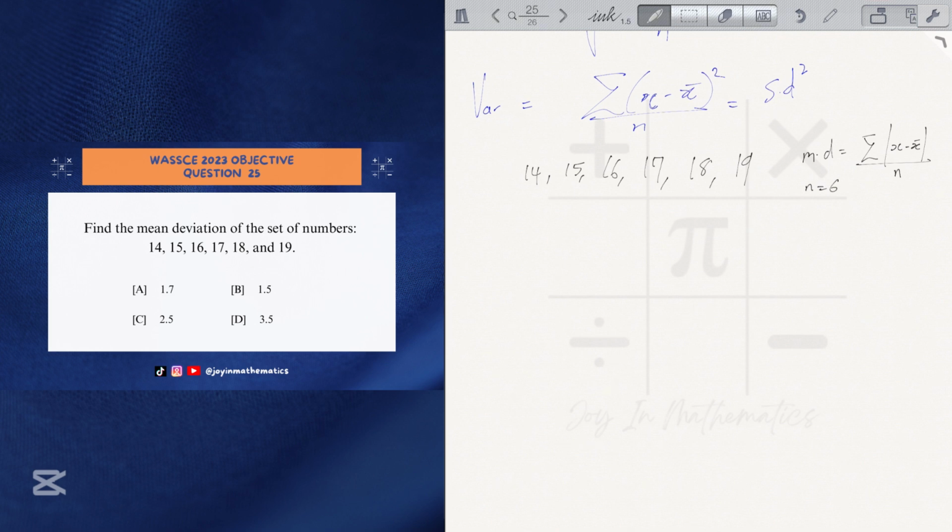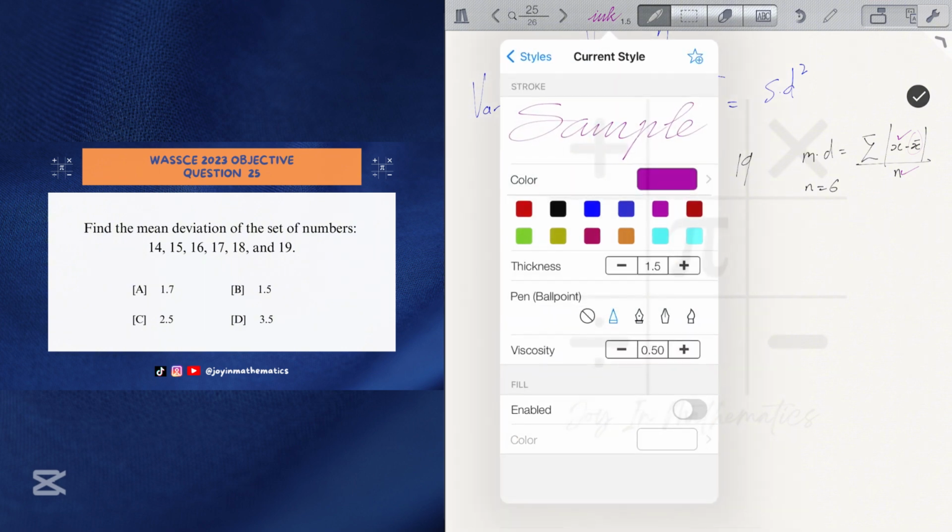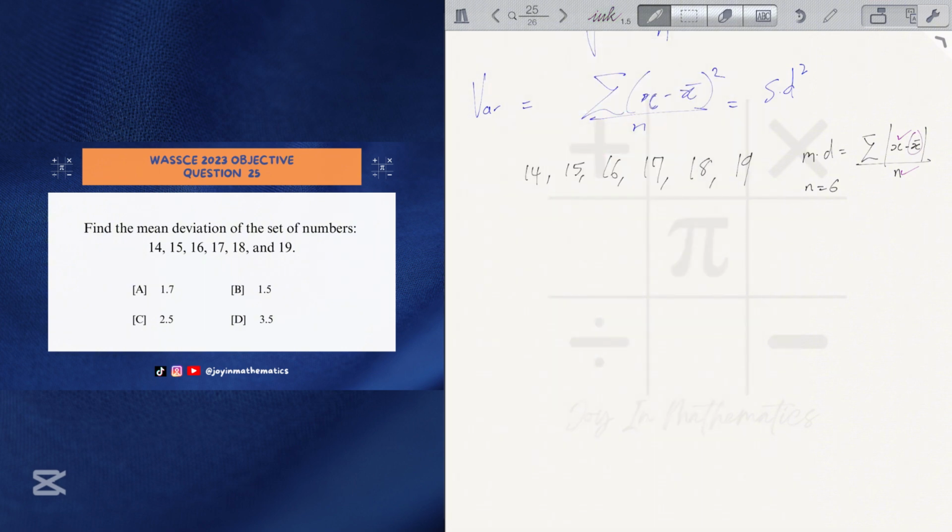Now if you look at the formula, we have n, we have the values of x, but then what is x bar? Mean. We have to evaluate the mean. So let us evaluate the mean now as x bar. So x bar will be equal to 14 plus 15 plus 16 plus 17 plus 18 plus 19, everything divided by 6, which is the number of terms. If you sum up the numerator, it gives us 99 divided by 6, and this will give us 16.5. So x bar is equal to 16.5.